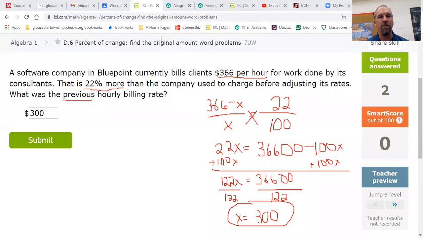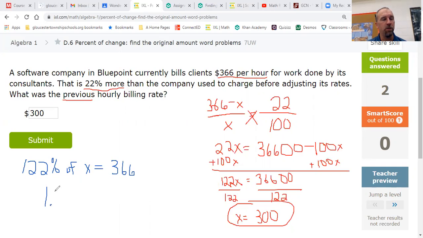The equation using the idea of the 100% original start. So if you started as 100%, wherever the original amount was, wherever the original hourly billing rate was, and you went 22% more, you are now 122%. 100%, 22% increase, 22% more. 122% of the original amount, which we don't know, X, is going to equal the new amount. And the new amount is $366.